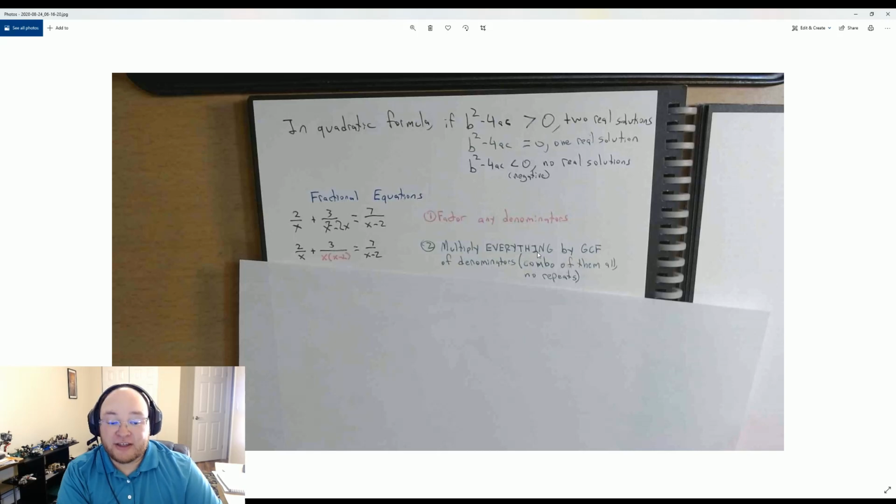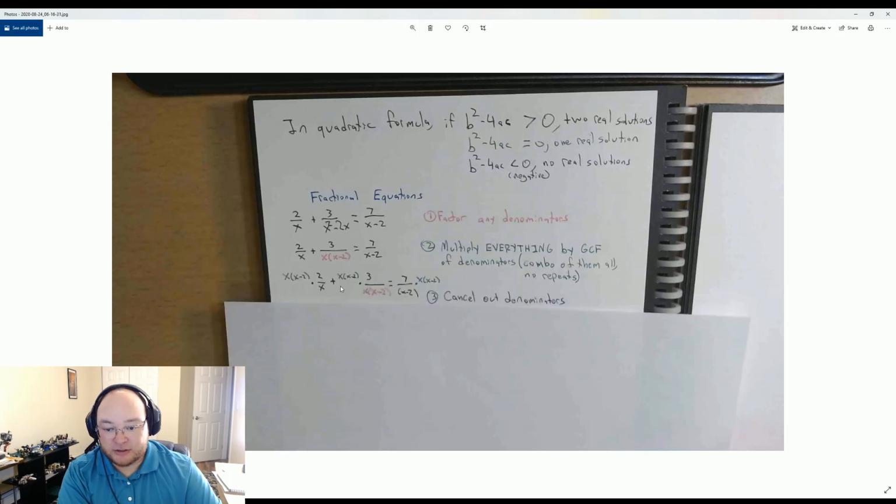Multiply everything by the GCF of the denominators, which is the combination of all of them with no repeats. So you combine everything here on the bottom, x, x minus 2, x minus 2, but don't repeat anything. So we only need one x and we only need one x minus 2. So you see x minus 2 multiplying all three of them.